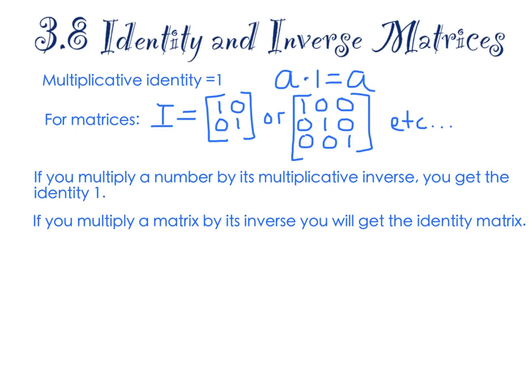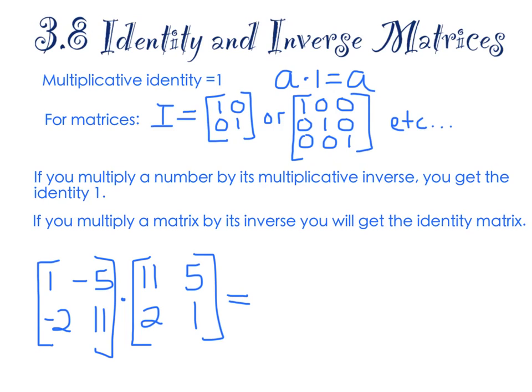So if you're doing multiplication, if you took a number and you multiplied it by its multiplicative inverse, which we know is the reciprocal, you would get the identity, which is 1, the multiplicative identity. And it works the same way. If you multiply a matrix by its inverse, you will get the identity matrix. So let me show you an example of that.